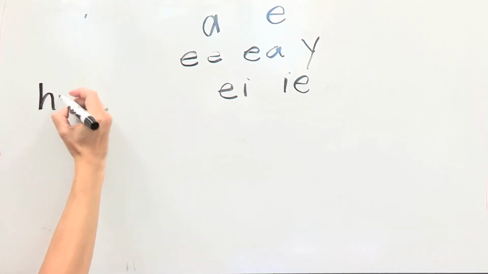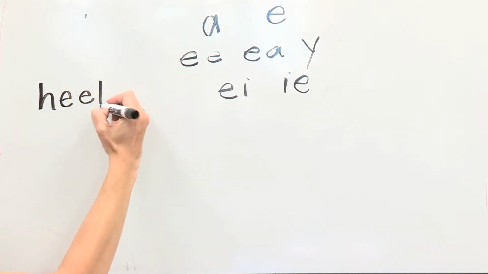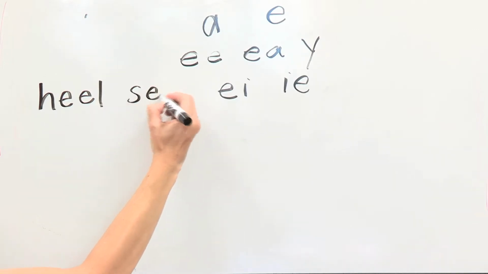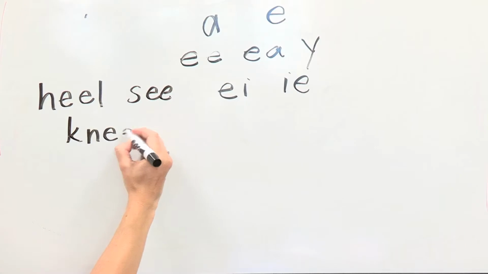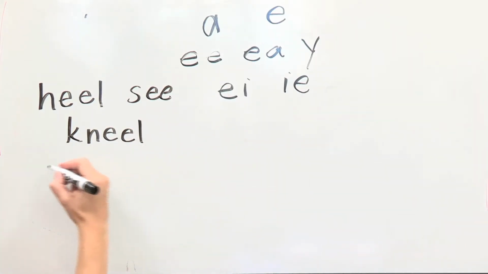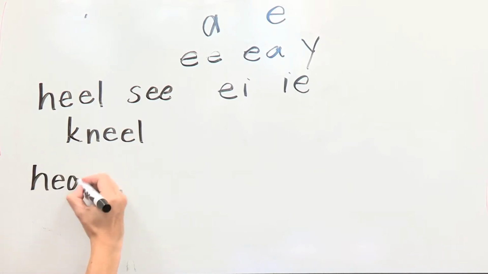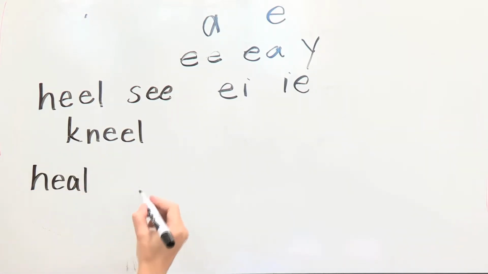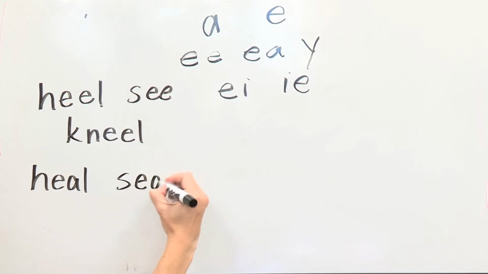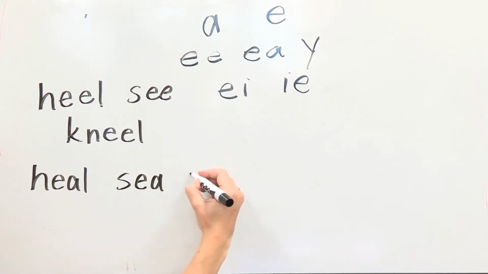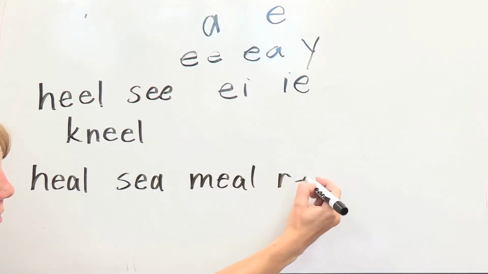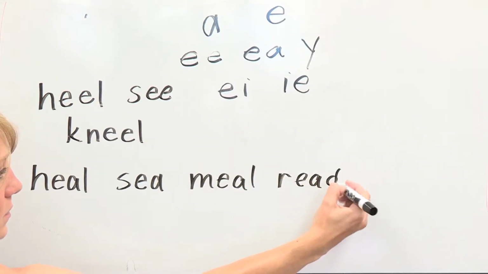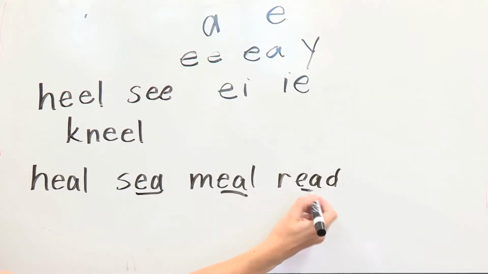Double E, some good examples are heel, see, kneel. EA, we have heel, if you notice, quite a few homophones here. Sea, okay. Meal, read. Now they all make EA.